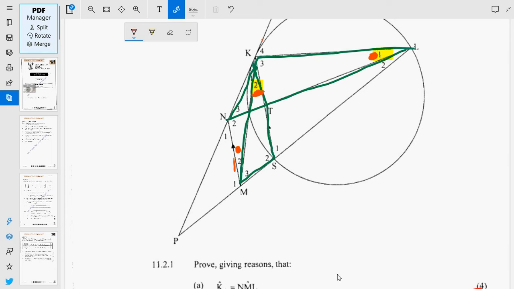Now, if you look at K4, remember that K4 is equal to S1. So this is K4. So that means S2 is 180 minus K4.